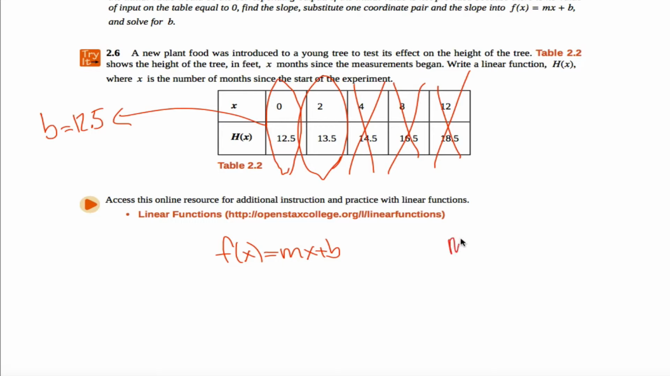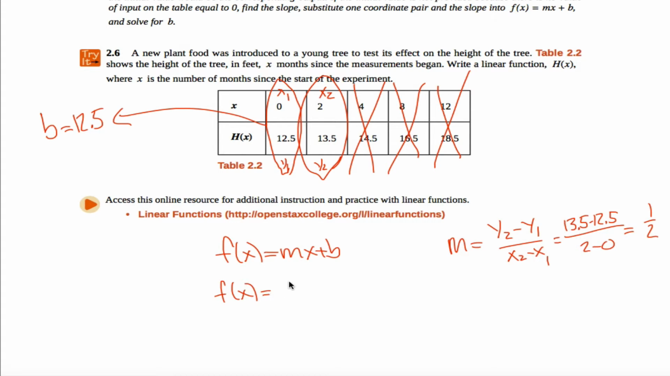And to figure out m, you need any 2 points. It's the change in the y-coordinates over the change in the x-coordinates. So if I chose these 2 points, how much do their y-coordinates change by? Well, maybe I'll call this y2 and this y1. Therefore, this is x2 and this is x1. Now I'll go plugging stuff in. y2 minus y1 is 13.5 minus 12.5. Maybe you can do that in your head. x2 minus x1 is 2 minus 0. You can probably do that in your head too. You get a half here. My slope is 1/2. My y-intercept is 12.5. I got everything I need.